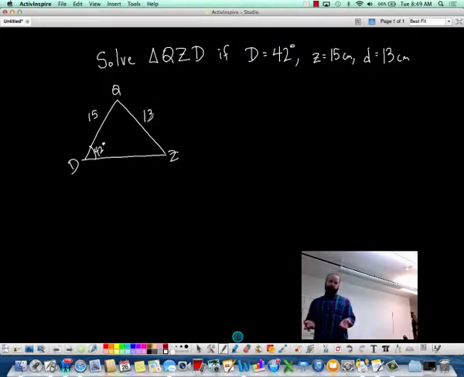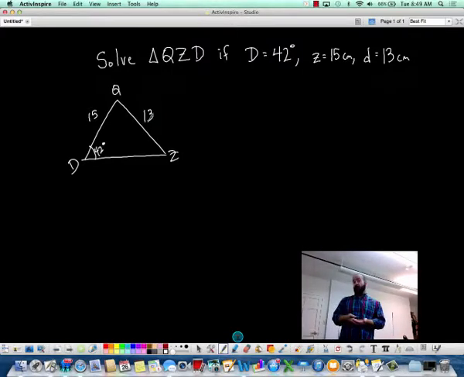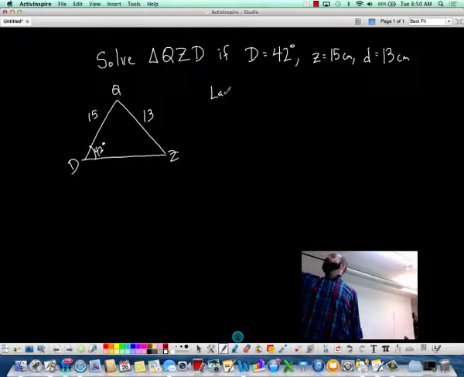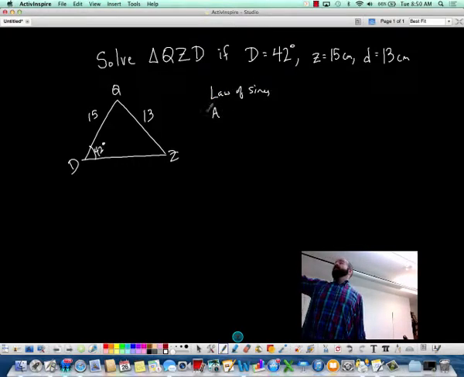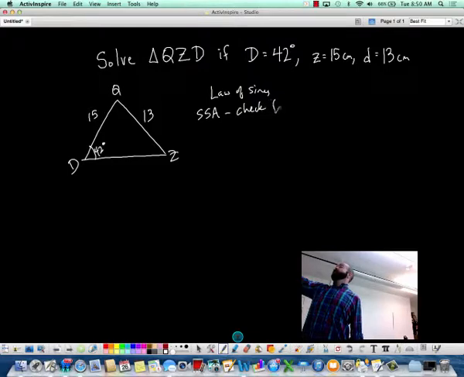Now, if you look at this, you can see immediately that we have an angle and an opposite side and another piece of information. So we can use the law of sines here. And we're also given angle, side, side. And remember, angle, side, side is the one with the law of sines that you have to be super careful about. So we know it's law of sines, and we know it's angle, side, side. But I'm going to write side, side, angle, so I don't get in trouble for writing that. This means we have to check for the ambiguous case.